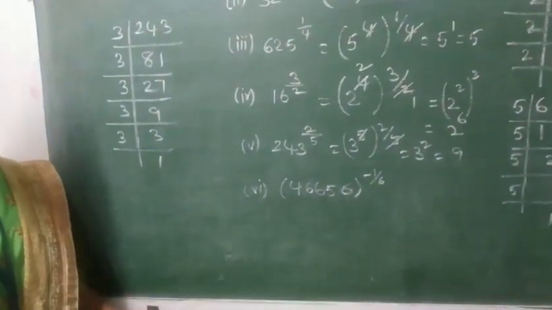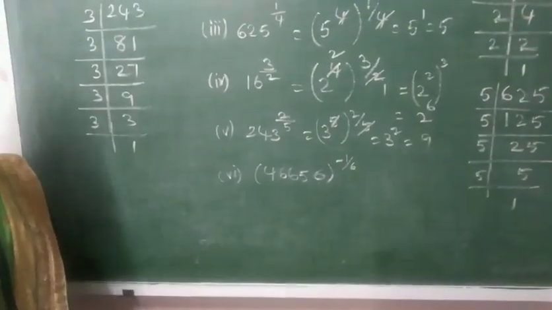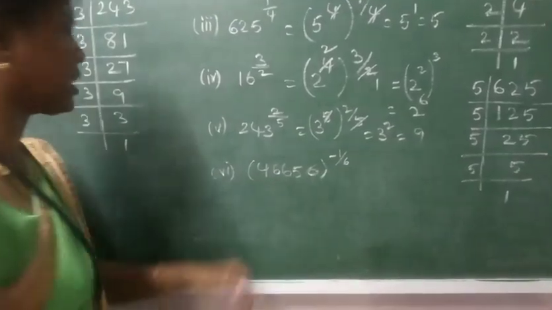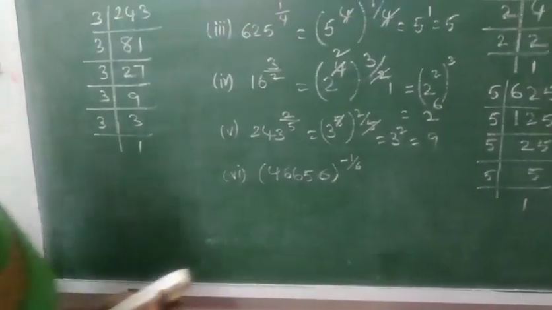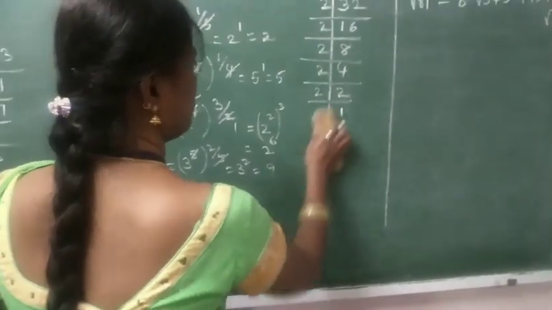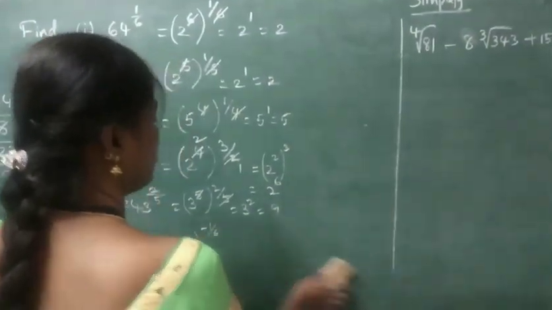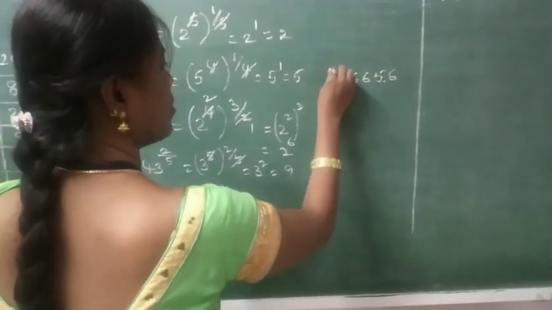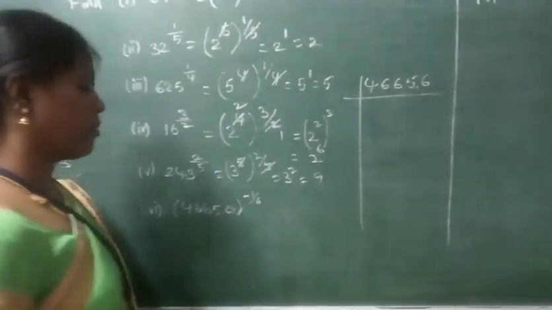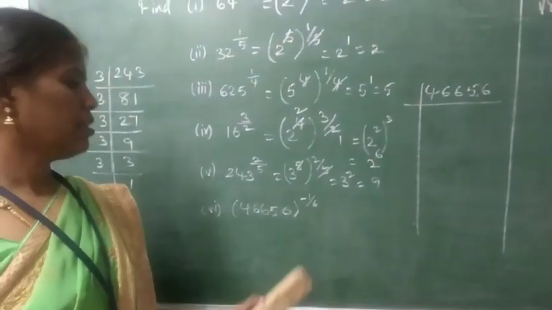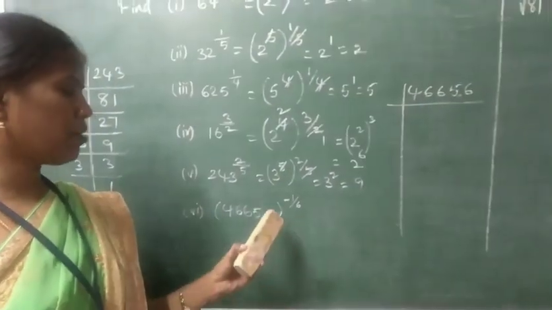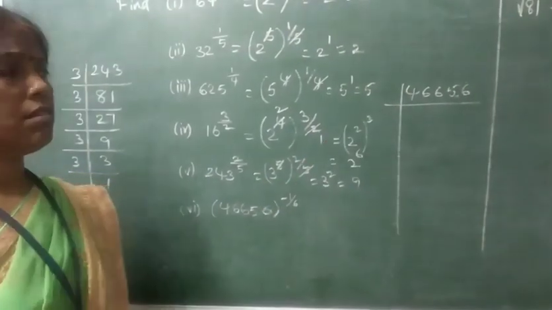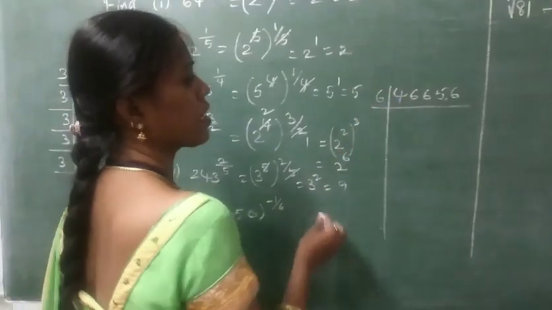Now we'll come to this. Here you got a negative exponent. Nothing to worry. Here let us see. I'll try to do it with 6 directly. Why? Because if you observe, you have a bigger number. So let us do it with 6 directly.